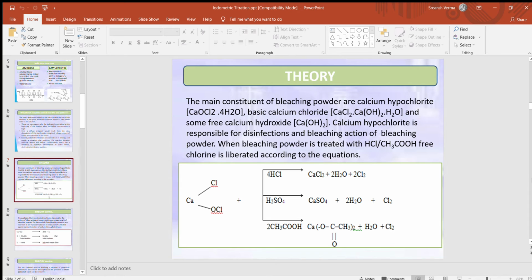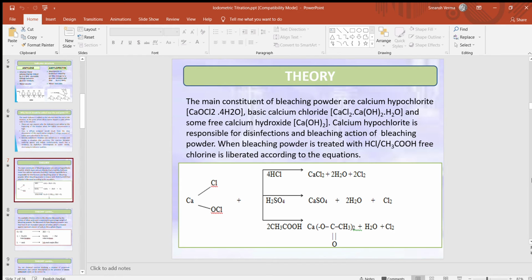The bleaching powder is made up of three constituents: calcium hypochlorite, basic calcium chloride, and some free calcium hydroxide. The calcium hypochlorite is actually responsible for the disinfection and bleaching action of the bleaching powder. The bleaching powder is actually used for bleaching cellulose, cotton and linen also.